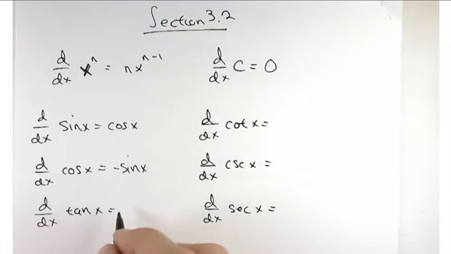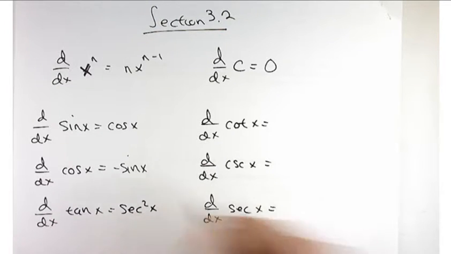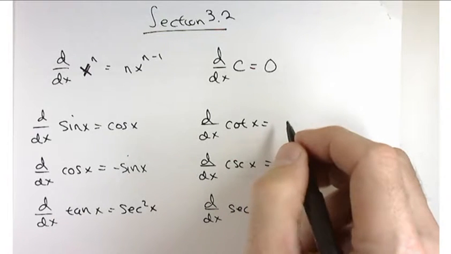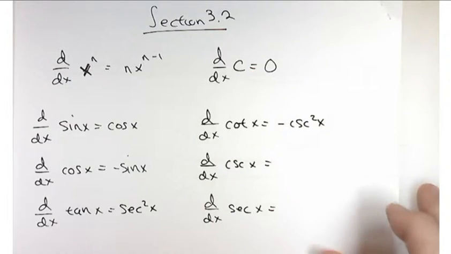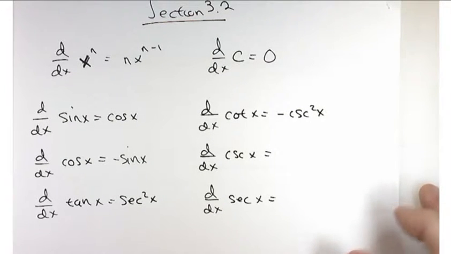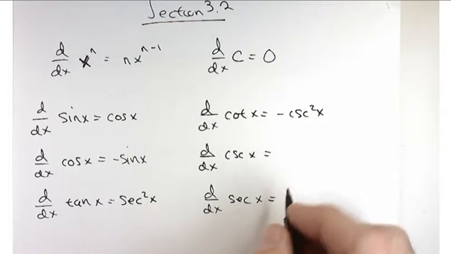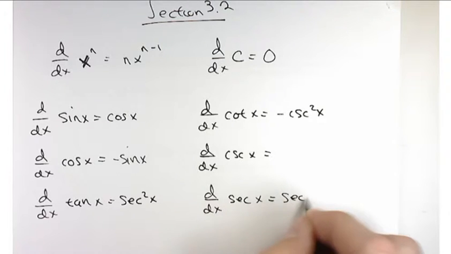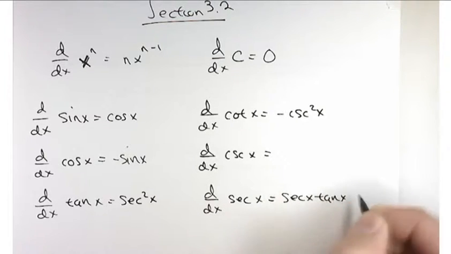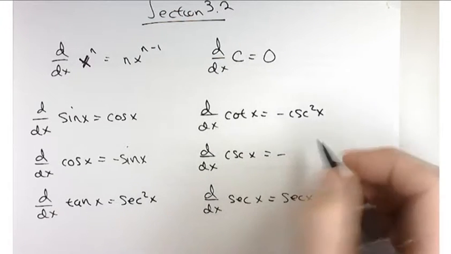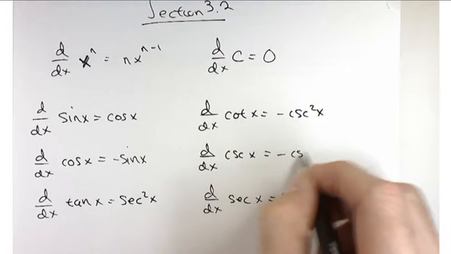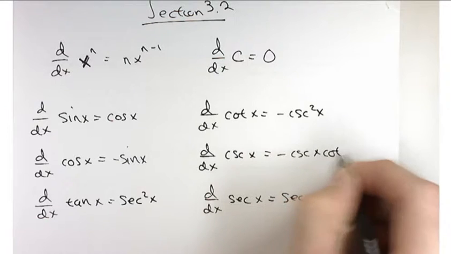Derivative of tangent, well, we'll see that one soon enough. That's going to turn out to be secant squared. Derivative of cotangent is going to be minus cosecant squared. We'll have to prove these things later on. I'm just introducing them now. Derivative of the secant itself is the secant times the tangent. And the derivative of the cosecant is minus the cosecant times the cotangent.